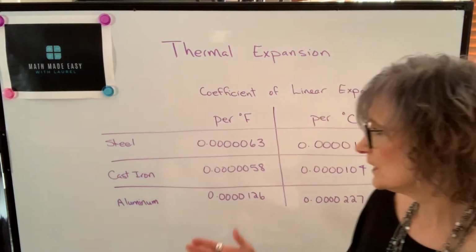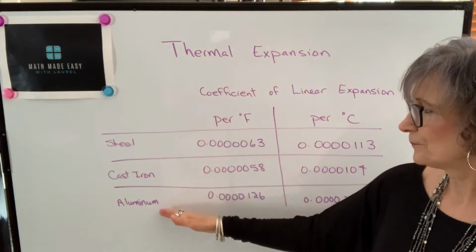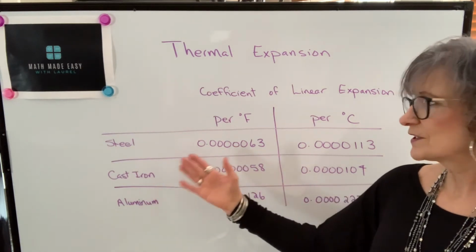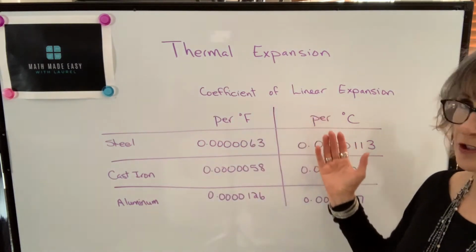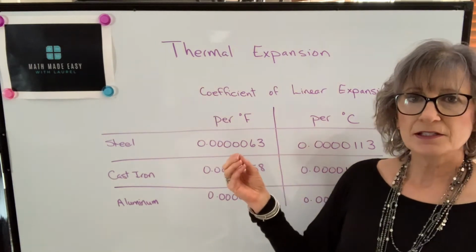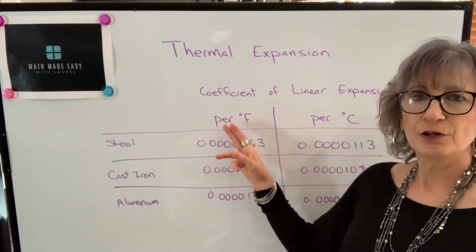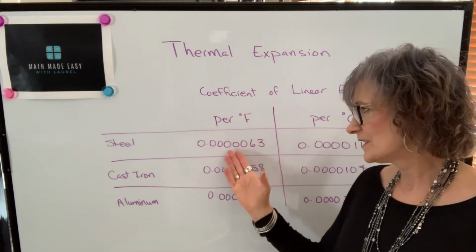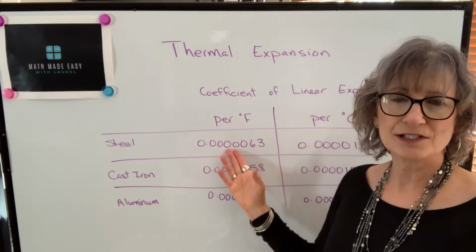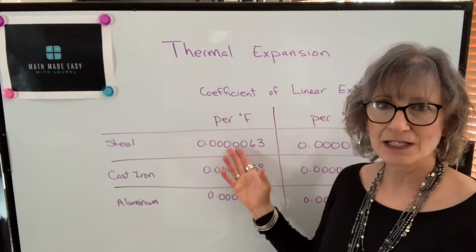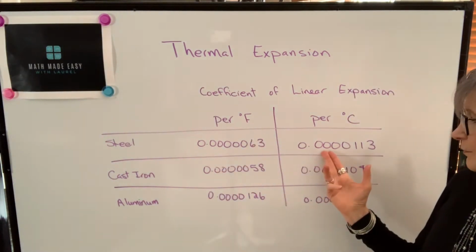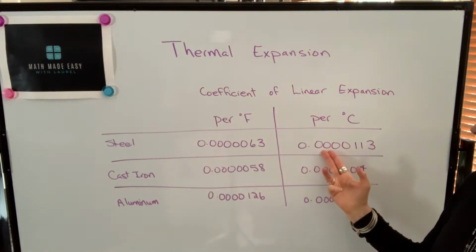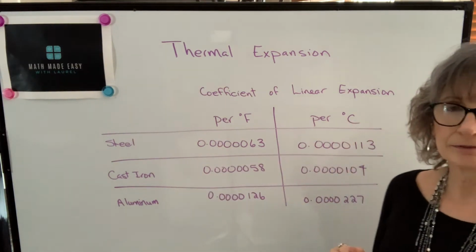I just put three different materials here: steel, cast iron, and aluminum, and each of those has two coefficients of expansion. One is if you're measuring your temperature in Fahrenheit and you're finding the change in degree Fahrenheit, this is the rate of expansion per increase of degree Fahrenheit. Similarly, this will be the rate of expansion for steel per degree Celsius increase.